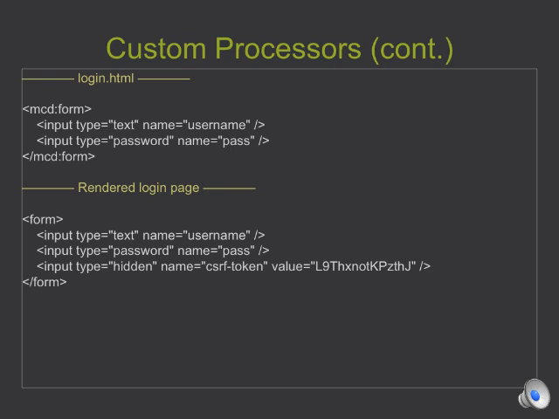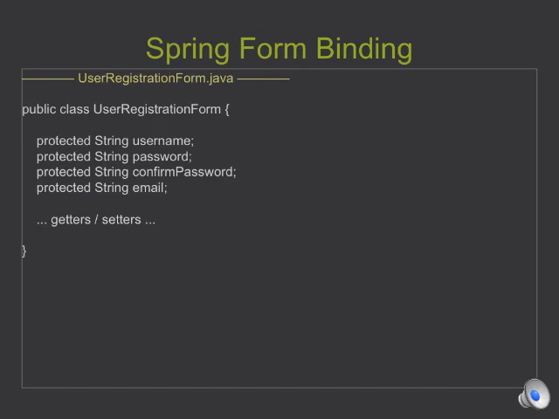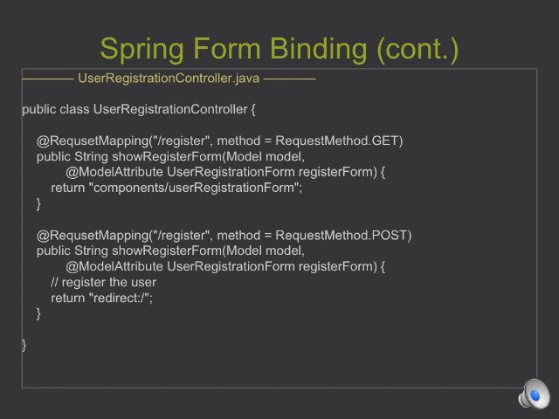So on the subject of forms, we have normal Spring form binding, just like you'd get in JSPs. We've got our form backing object here for our user registration form. What we're doing here is we've got a get method and a post method on this register. And the special thing here is that model attribute annotation. This is a Spring annotation.